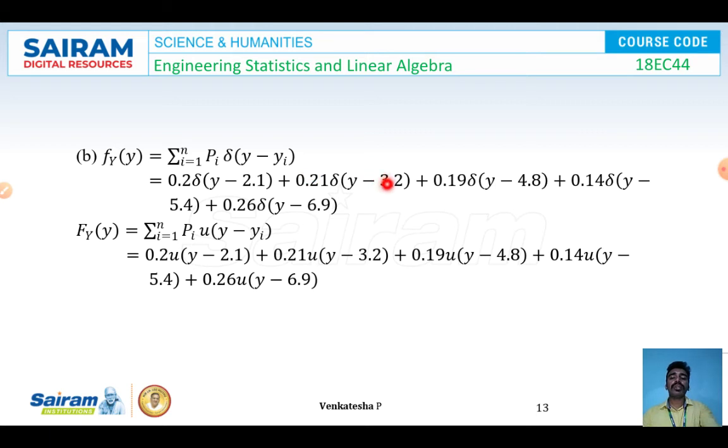This is the y2 value, 0.19 delta(y minus 4.8), 0.14 delta(y minus 5.4), 0.26 delta(y minus 6.9).